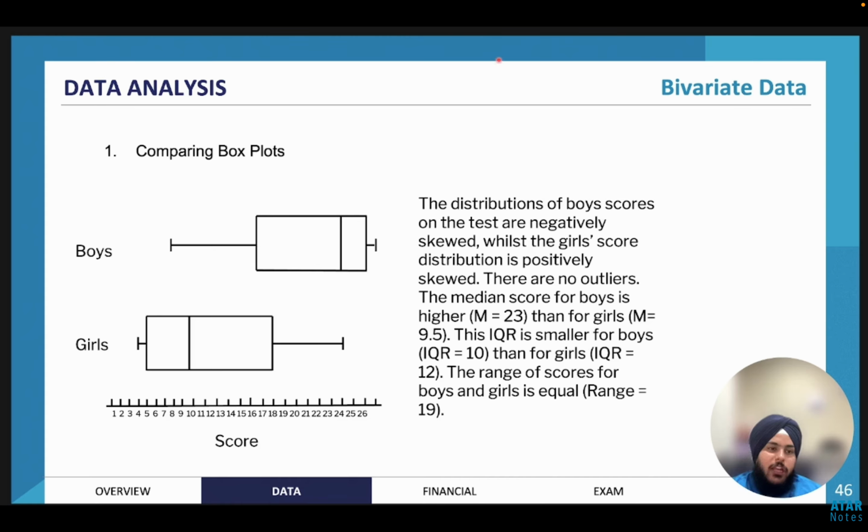Okay, so here is a sample response when we're comparing box plots. So first, we have described the distributions.